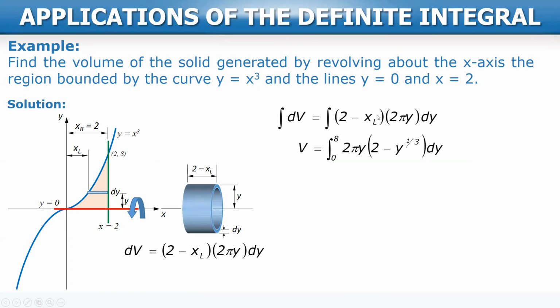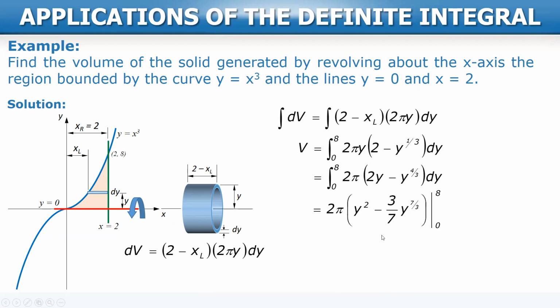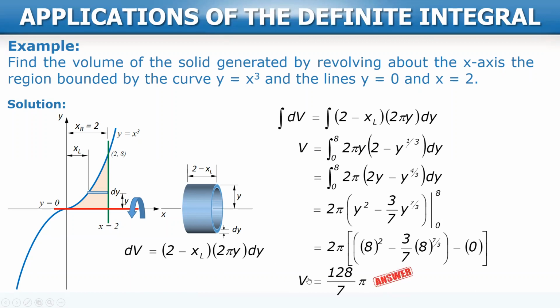So 2 pi y, 2 minus x, where x is y raised to 1/3 or cube root of y. So next is you distribute y and then use the power rule. This is the result. And then you evaluate from lower to upper limit and then simplify. Okay, the answer is 128 over 7 pi.